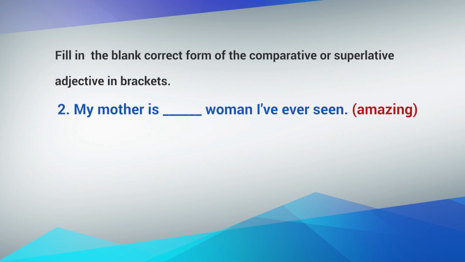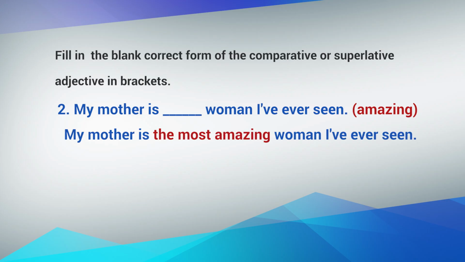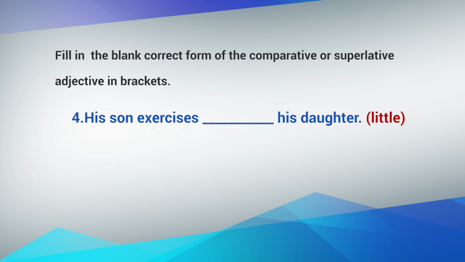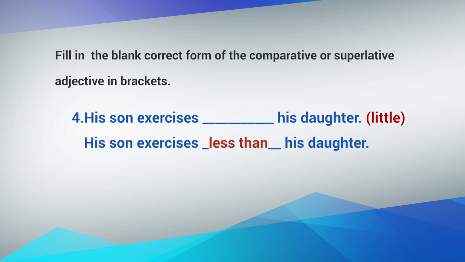My mother is woman I ever seen. The correct answer is my mother is the most amazing woman I ever seen. Roses smell tulips. The right answer is roses smell better than tulips. His son exercises his daughter. The right answer is his son exercises less than his daughter.